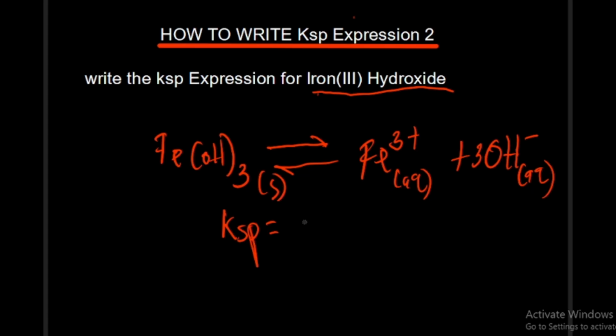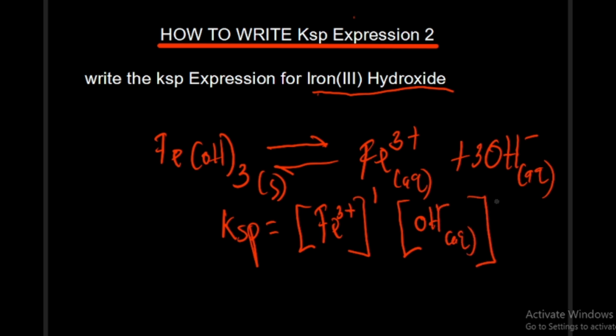So ignore it. The concentration of Fe3+ is there, and the exponent is 1, so you just put 1. Then here we have OH minus aqueous, and the exponent here is 3. Do you understand? So this is now the Ksp expression for iron(III) hydroxide. That is it. So let's move on to the next one.